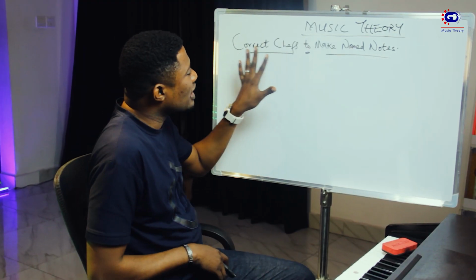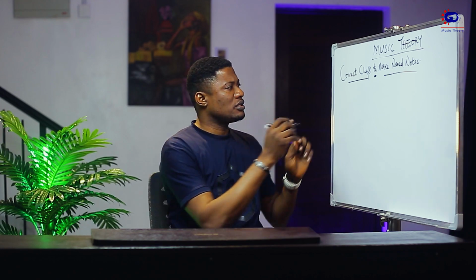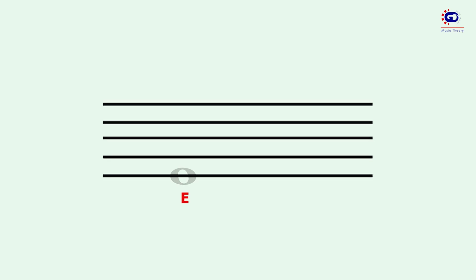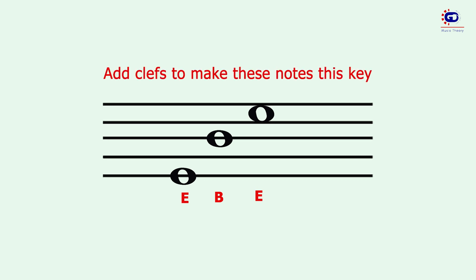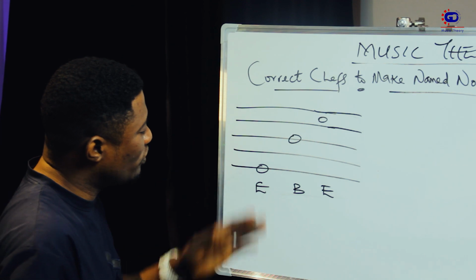All right, up next, we're going to be looking at adding the correct clefs to name notes. In music theory examinations, sometimes at this level, they ask you to name notes and put the correct clefs. How do we go about this? For instance, these notes are E, B, and E, of different pitch, and they ask you to add clefs to make these notes E. How do you ascertain the clef to be placed at the beginning of this note?